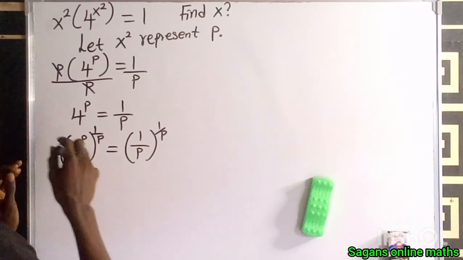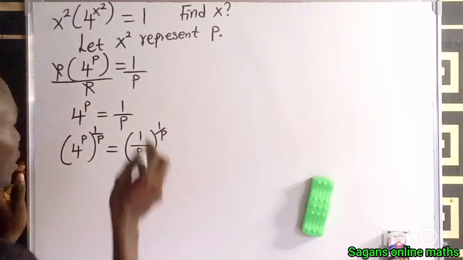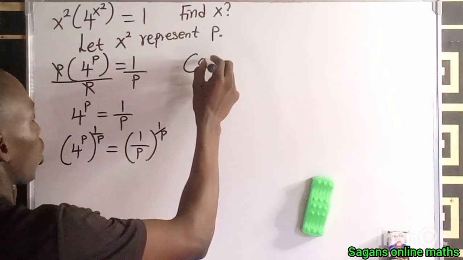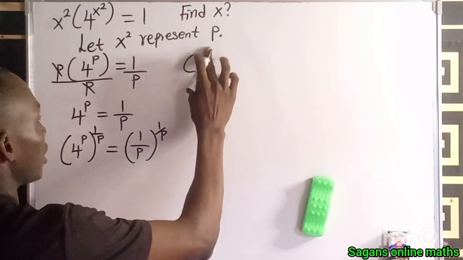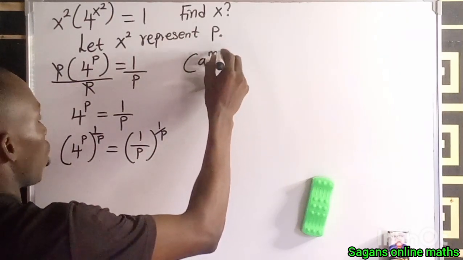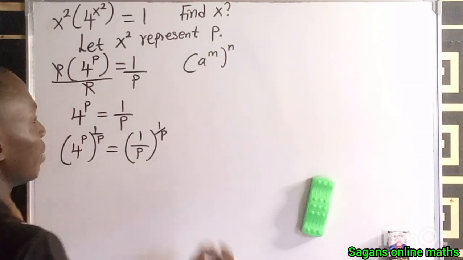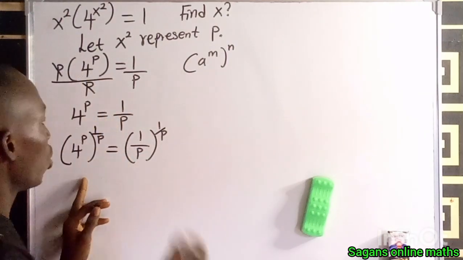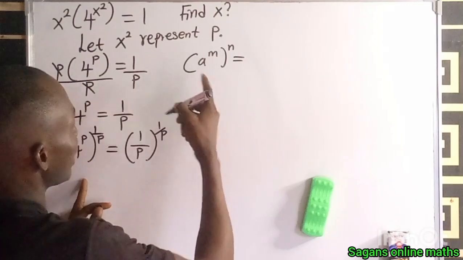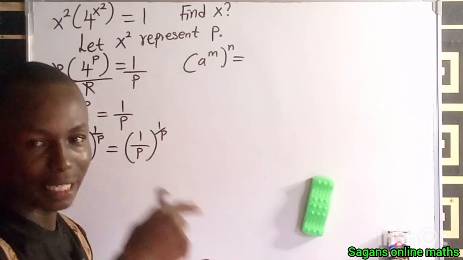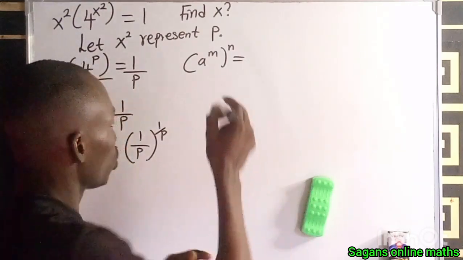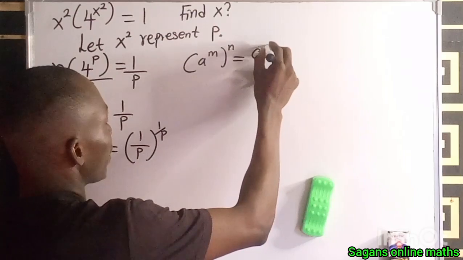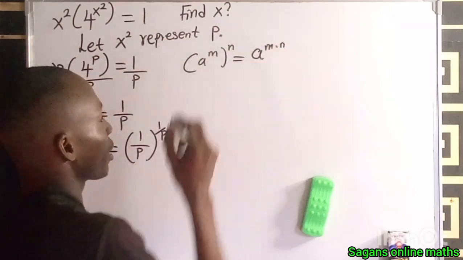Now, remember one of the properties of indices that if we have a to the power of m, all to the power of n, these properties of indices help us a lot here. This law states that the index inside the parentheses can multiply the index outside the parentheses. So this will be equal to a to the power of m multiplied by n.